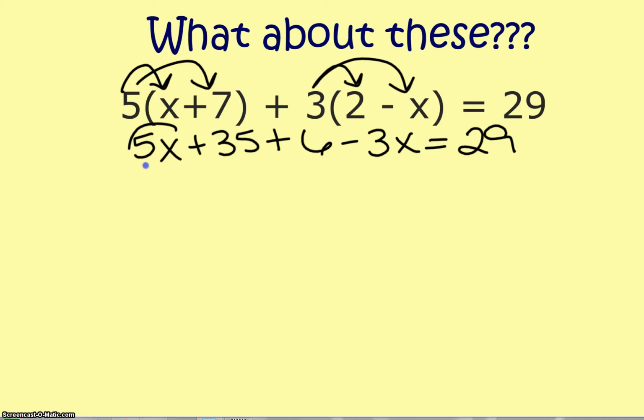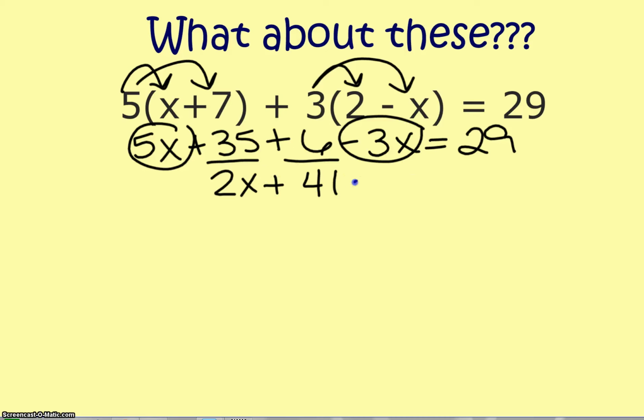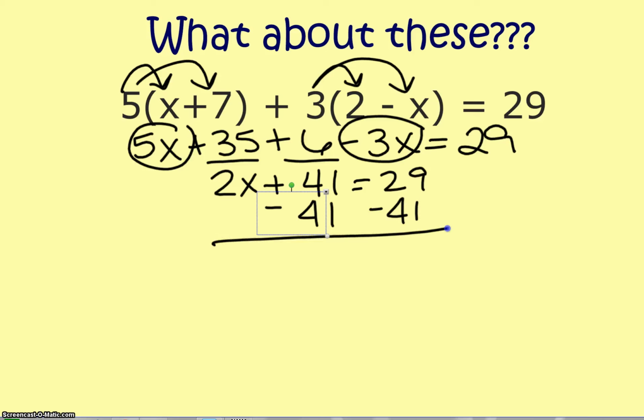So now circle everything that can go together when it comes to variables. 5x minus 3x is 2x. Underline your constants. 35 plus 6 is 41 equals 29. In order for us to get x by itself, the first thing I need to move is my 41. What is the opposite of positive 41? If you said negative 41 or thought negative 41, you are correct. Minus 41 on this side, minus 41 on this side.